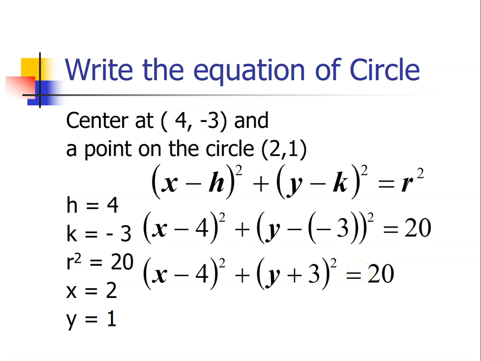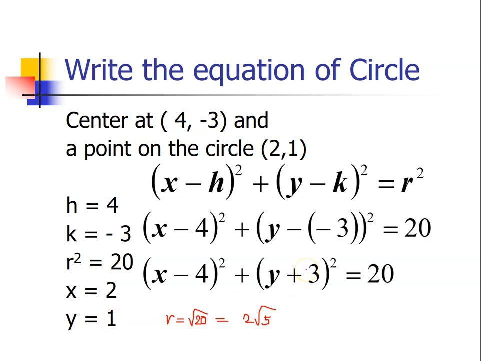If you try to find the value of r here, you will have r squared. To find r, the radius is just the square root of 20, which is 4 times 5 under the root, so simplified it is 2 square root of 5. Because this is r squared, r equals the square root of 20, and simplifying, 4 times 5, that is 2 square root of 5.